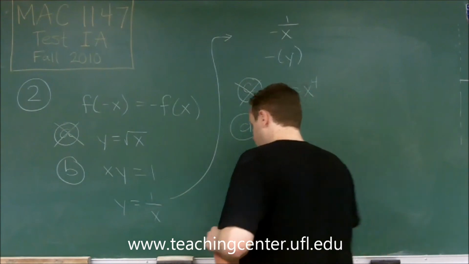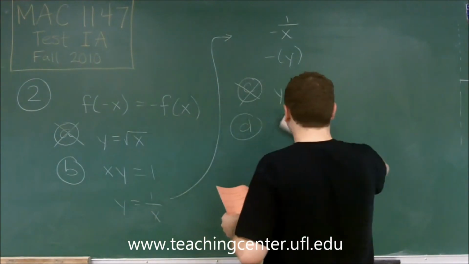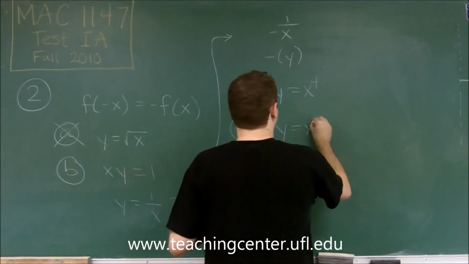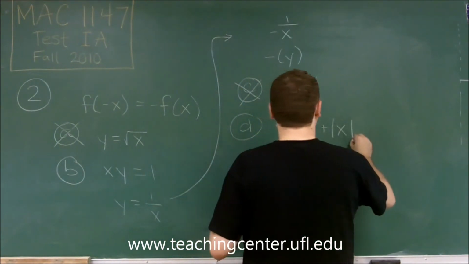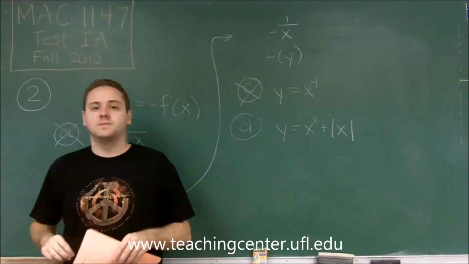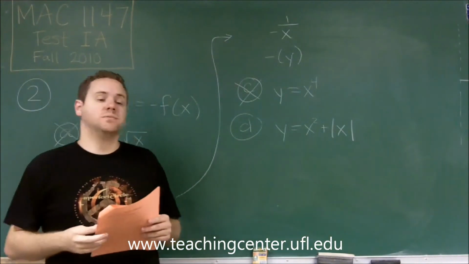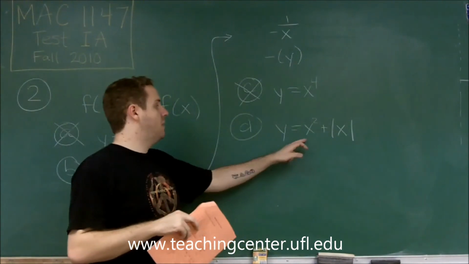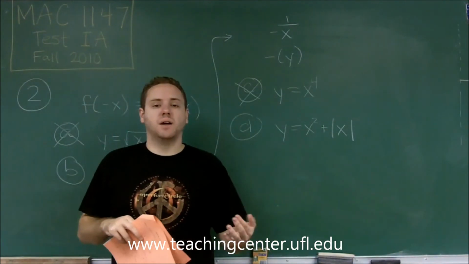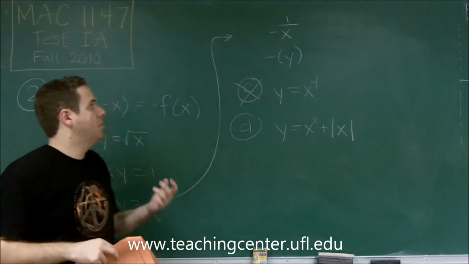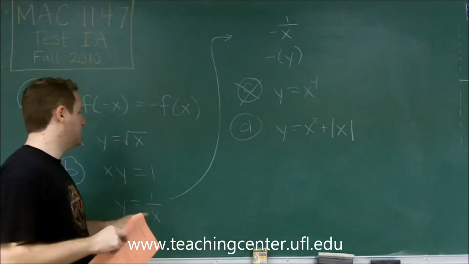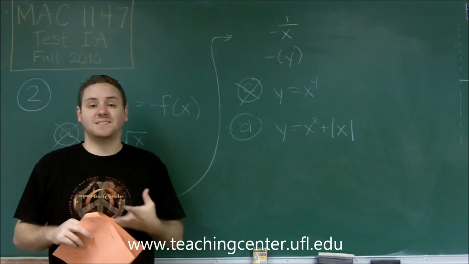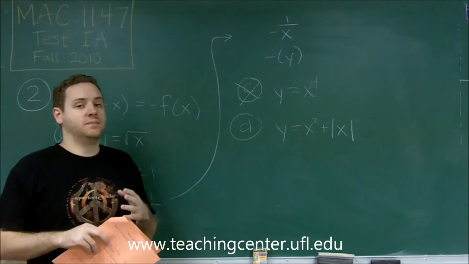We have y equals x squared plus absolute value of x. Absolute value of x is an even function because if you plug in the negative value, you get the exact same thing. X squared is an even function because if you do your negative value, you get the exact same thing. Remember in this one here, when we plugged in our negative value, we got a negative, which is odd. So if you plug in a negative and you get the exact same thing, that's even.